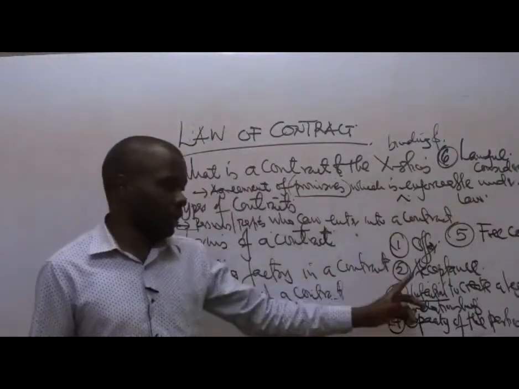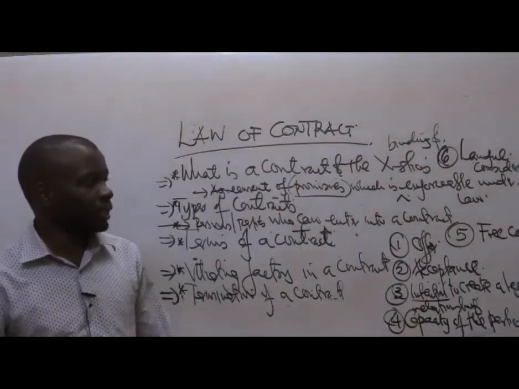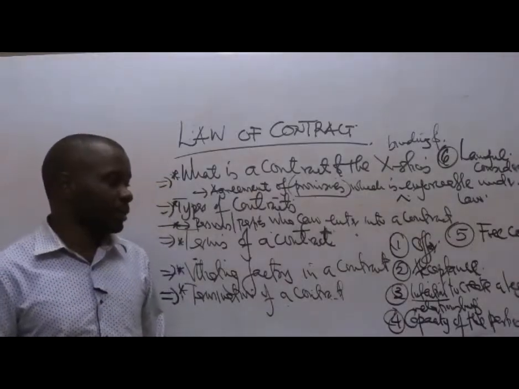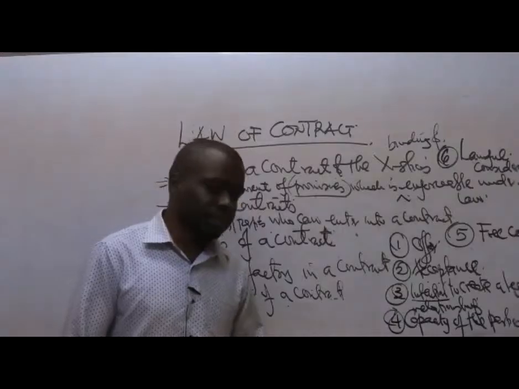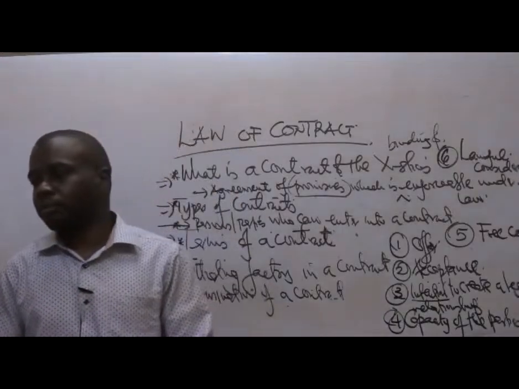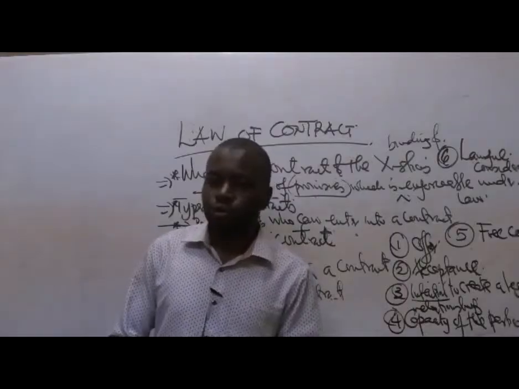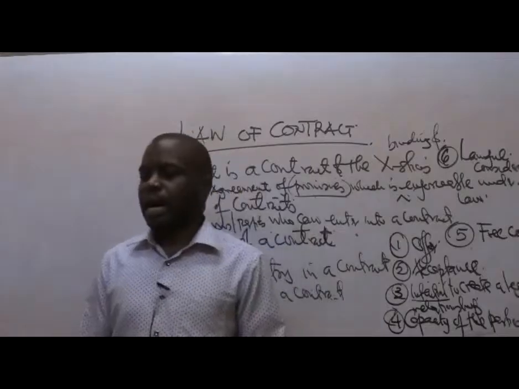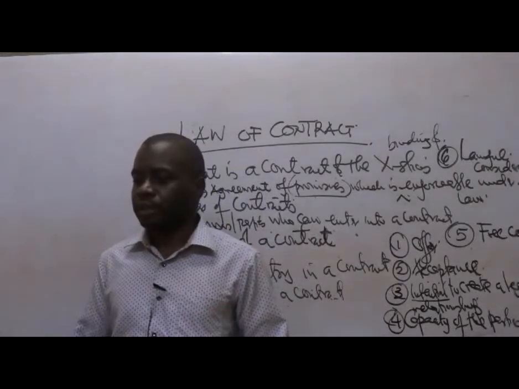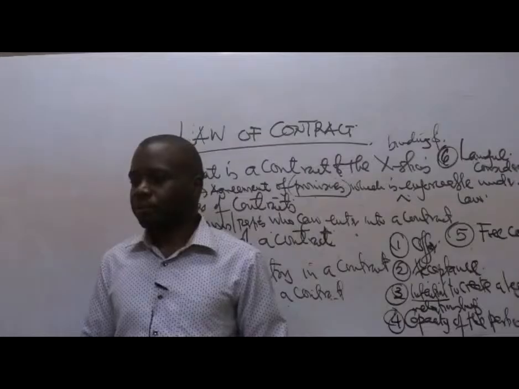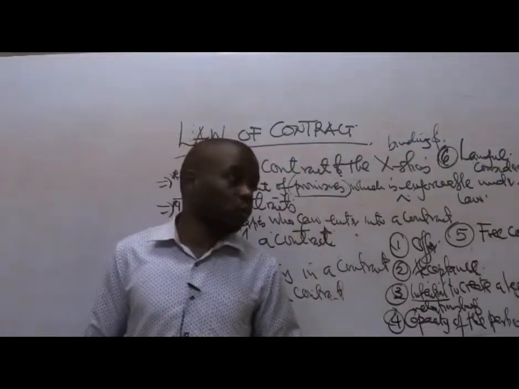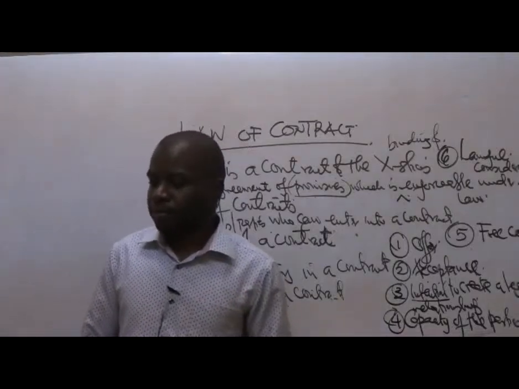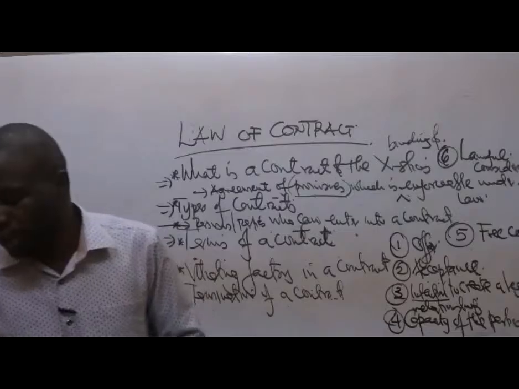There must be an offer and an acceptance. That one I think I've already explained. So those are the key essential elements that should be present before any form of agreement can be concluded as being a contract. So we can take a 1 minute break before we continue with the types of contracts that we can have.